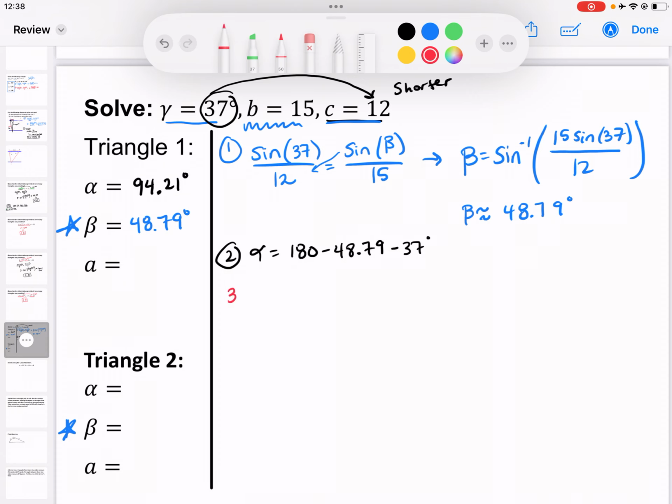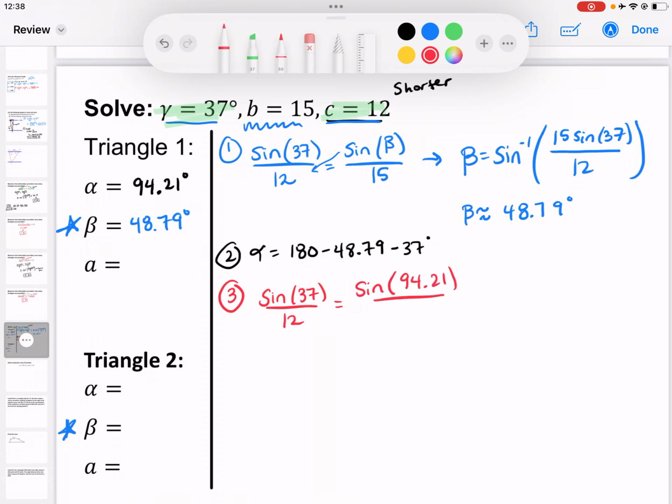And then step 3 is to find A. So now that we've found our alpha, we can find A. So I'm going to still use the sine of 37 over 12. That was the original information that we were given. So you'll notice I keep going back to these two pieces. Now I'm going to do sine of alpha, which is 94.21, over A, since A is what I'm looking for. And then I can do my little quick trick.